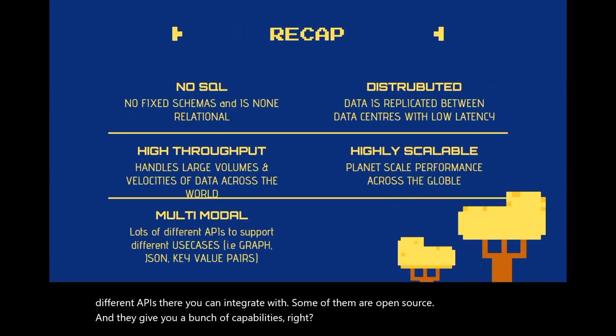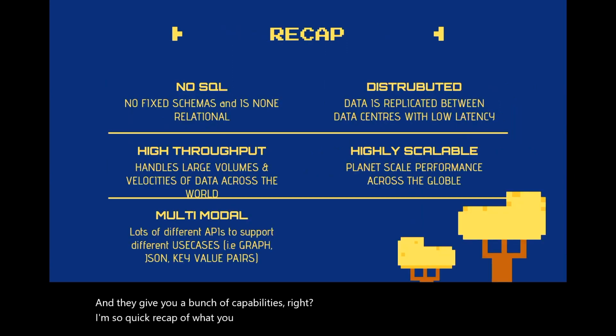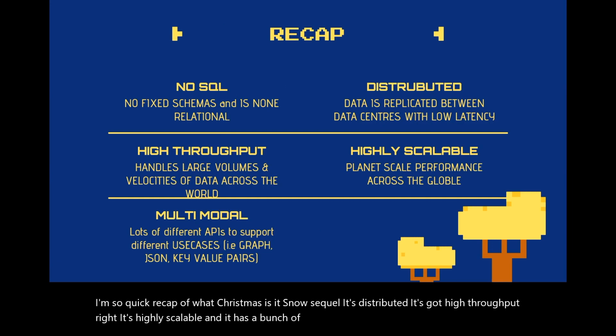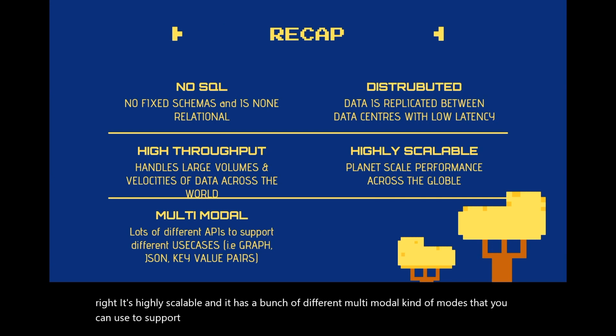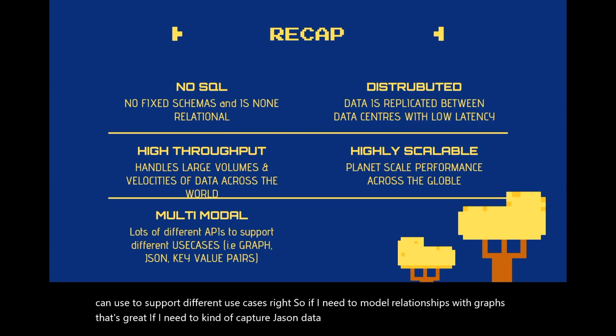So quick recap of what Cosmos is. It's NoSQL, it's distributed, it's got high throughput, right? It's highly scalable, and it has a bunch of different multimodal modes that you can use to support different use cases, right? So if I need to model relationships with graphs, it's great. If I need to capture JSON data to serve to APIs, that's also great, right? I can do all those kinds of things with a Cosmos DB.